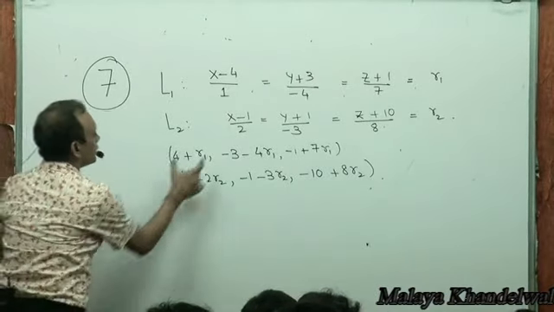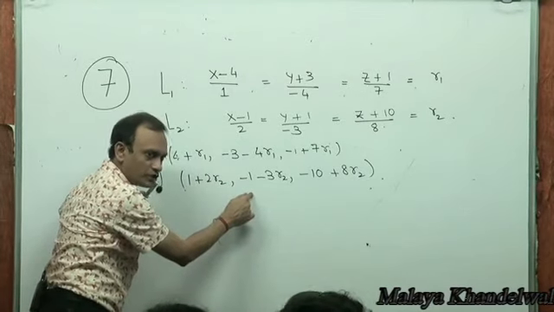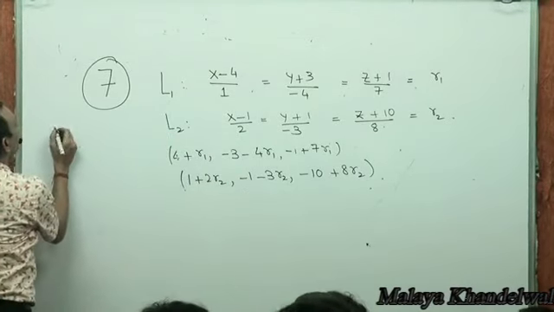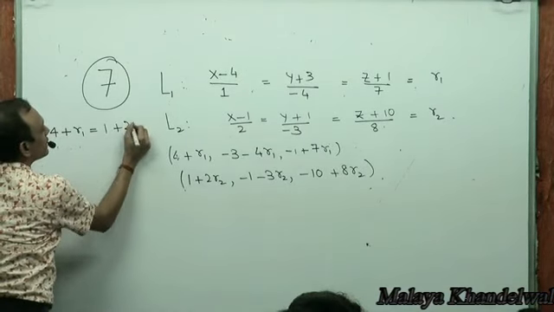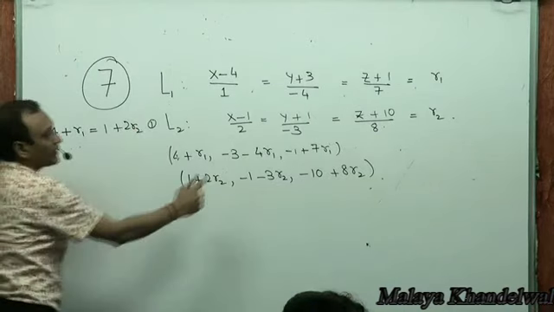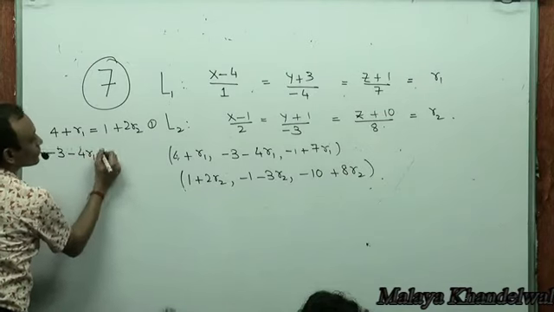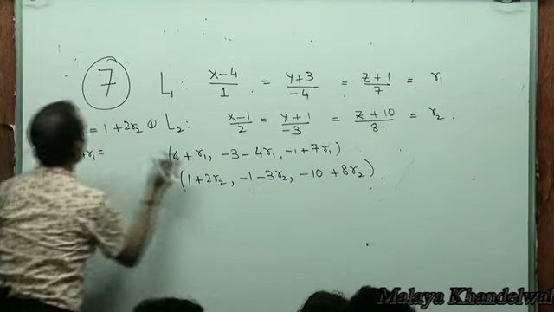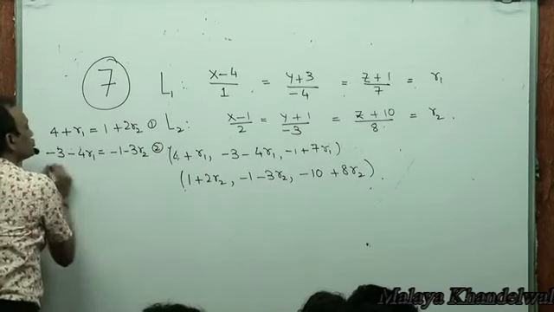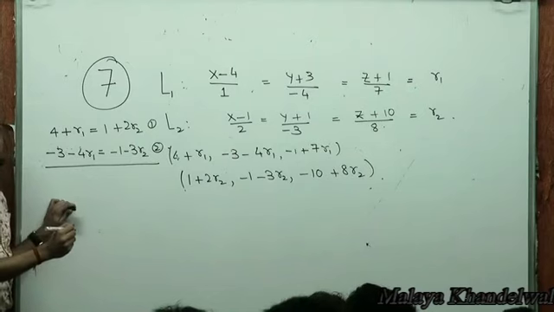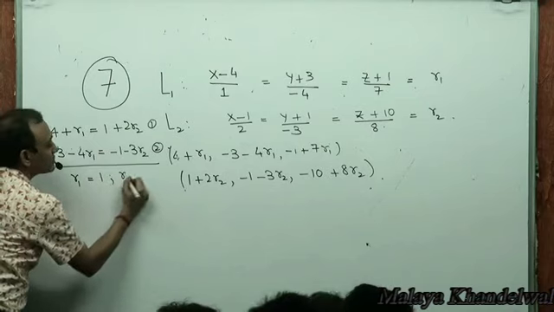Now let me equate the x and y coordinates because they represent the same point, the point of intersection of the two lines. So 4 plus R1 is 1 plus 2 R2, and minus 3 minus 4 R1 is minus 1 minus 3 R2. Can you solve for R1 and R2 and tell me how much it turns out to be? R1 is 1 and R2 is 2.